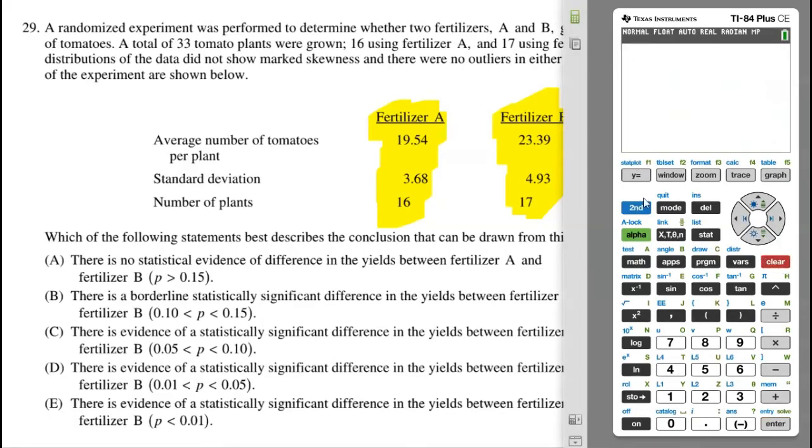So we're going to go to our calculator. We're going to hit stat, slide over to test. Now, which test is this? Well, this is going to be a test for the difference of means. We've got a two sample t-test. So we're going to scroll down here and do a two sample t-test.